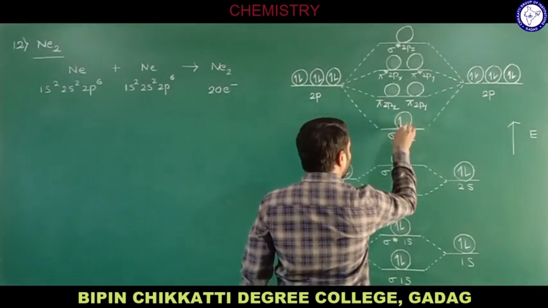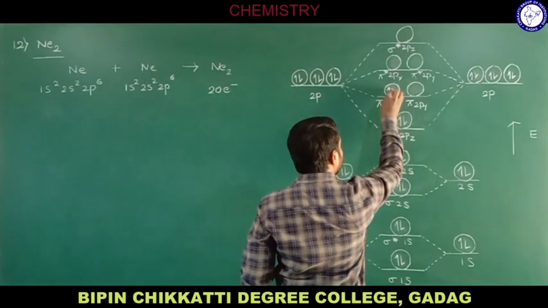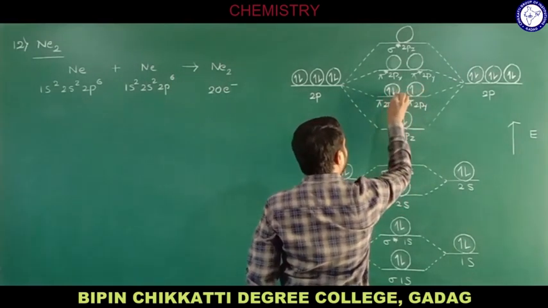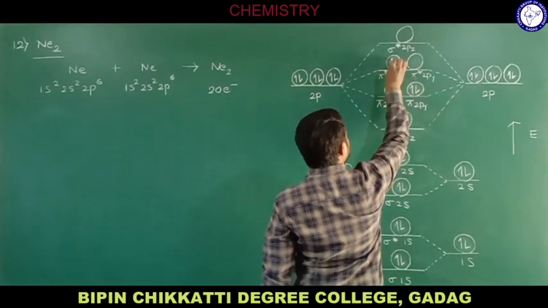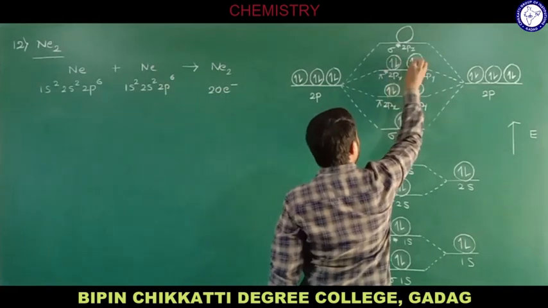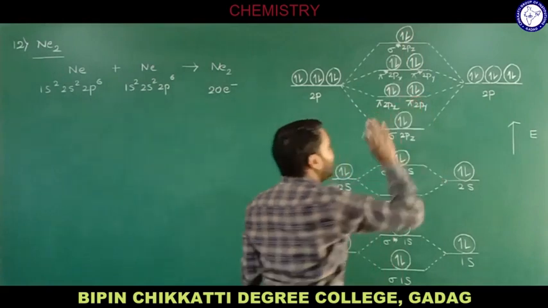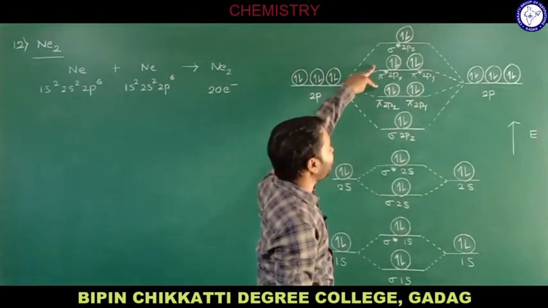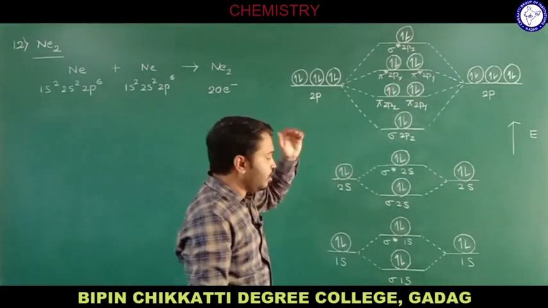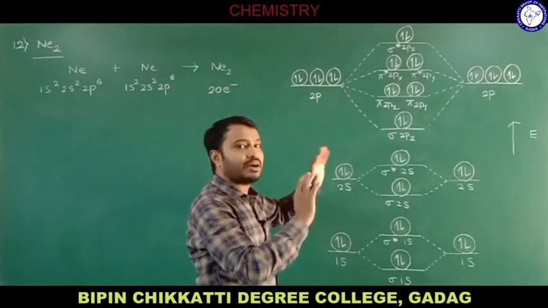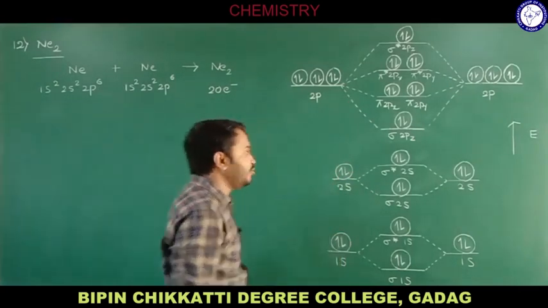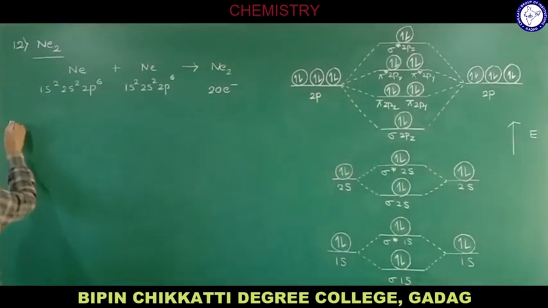Out of 12, 1, 2, 3, 4, 5, 6, 7, 8, 9, 10, 11, 12. 12 electrons I filled, and here I followed Hund's rule. 12 electrons means all the molecular orbitals are completely filled in the case of Ne2. We'll write the electronic configuration of that.